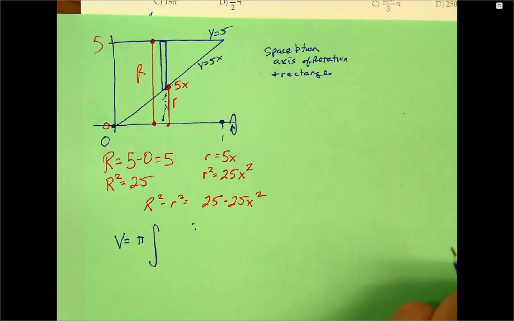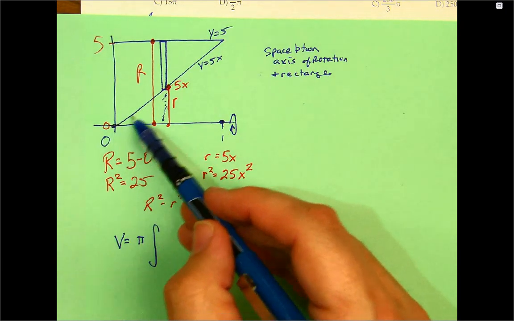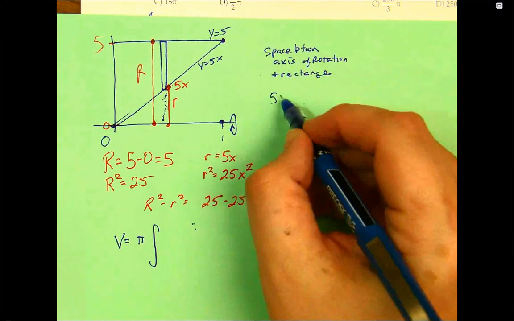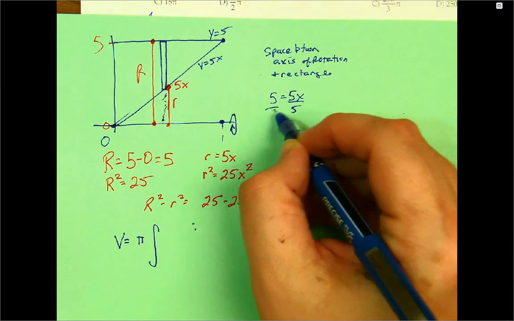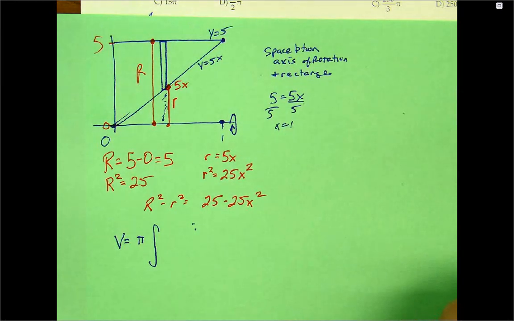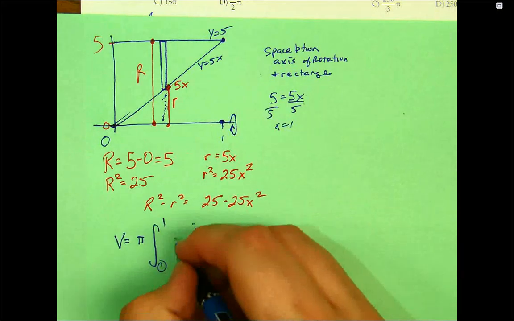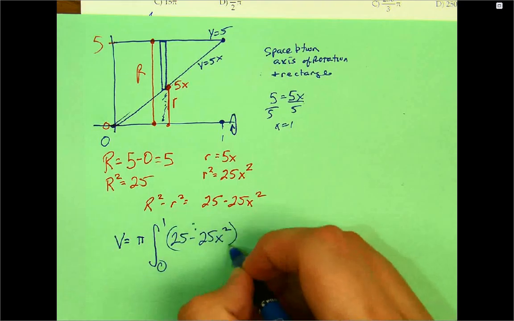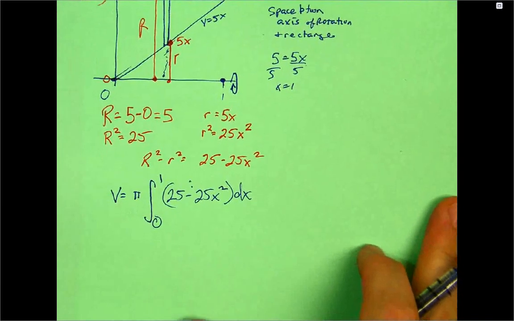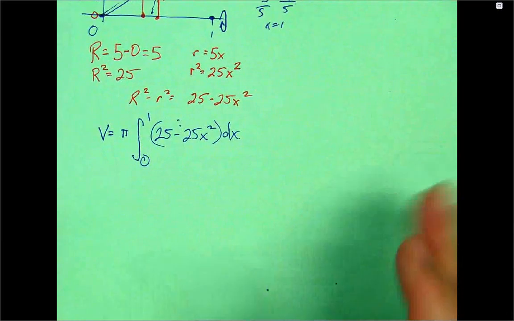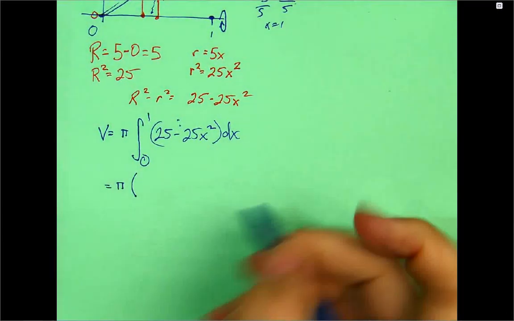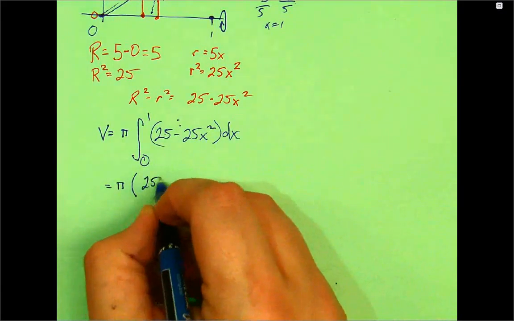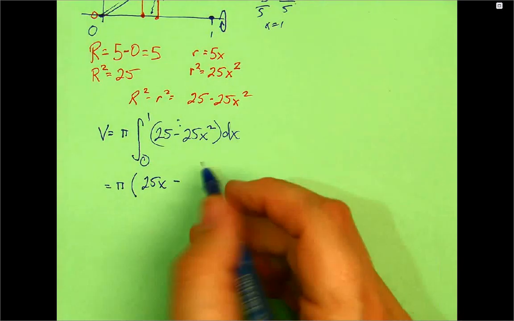Because we're still rotating around the x-axis, and that point of intersection, where 5 is equal to 5x, divide by 5, x is equal to 1. If you do that, we're going from 0 to 1 of 25 minus 25x squared dx. So now it just becomes a pretty straightforward integral. This is going to be pi times, don't forget the pi. When you integrate 25, what do you get? 25x. Integrate 25x squared, what do you get? 25x cubed over 3.